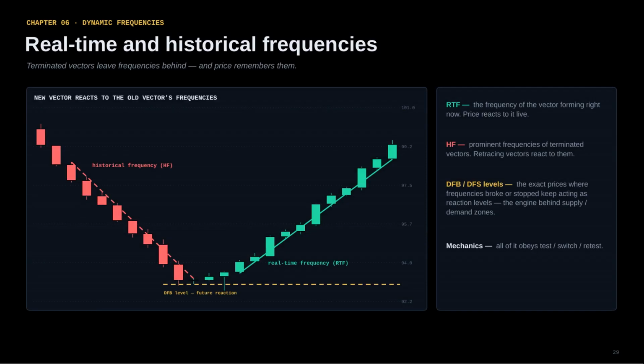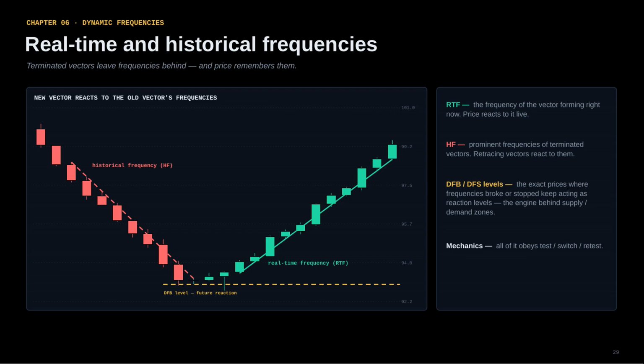Frequencies have a memory. The real-time frequency is the one forming in the current vector. Price reacts to it live. When a frequency breaks and a new vector launches the other way, the old vector's most prominent frequencies become historical frequencies, and the new vector reacts to them as it retraces. Even the exact levels where dynamic frequencies were broken or stopped keep working as reaction levels. This is the engine behind supply and demand zones.